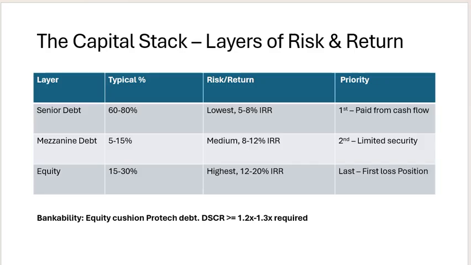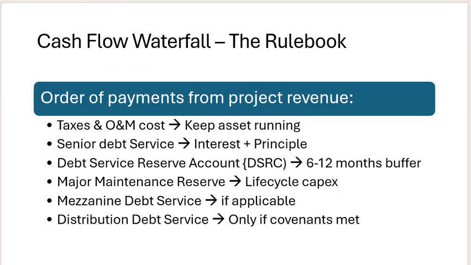So let's move on to the next slide, guys, where we are going to discuss the cash flow waterfall, the rule book. It is also one of the important things, guys. You need to understand the order of payments from the project revenue, what the stages are, and what gets the highest priority when revenue is generated from that project. So firstly, taxation, operation and maintenance costs keep assets running.